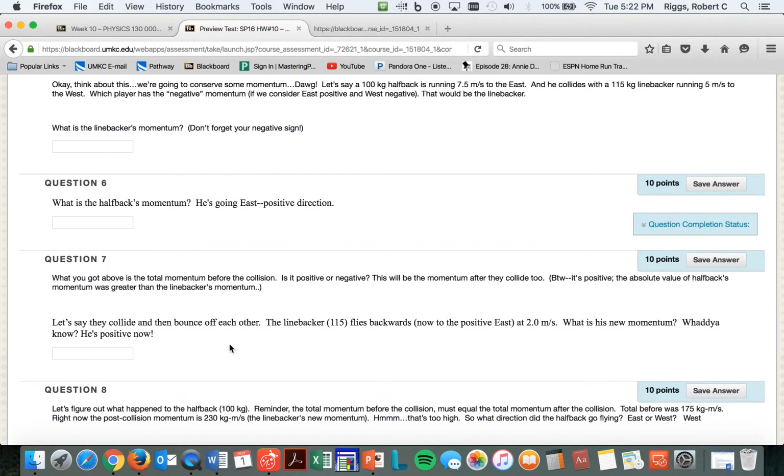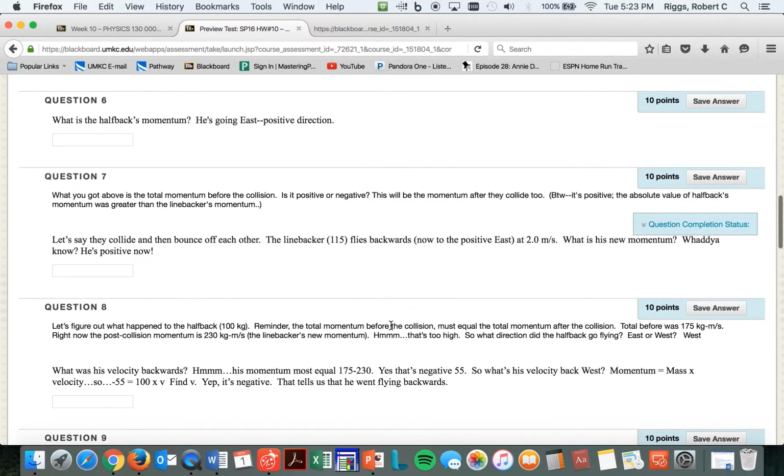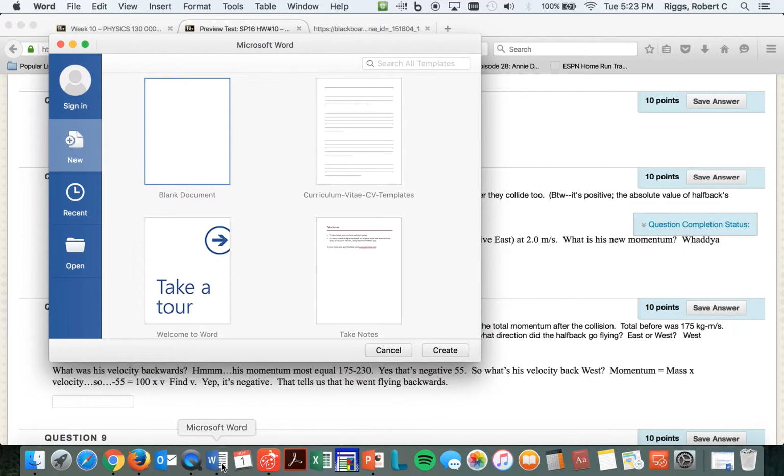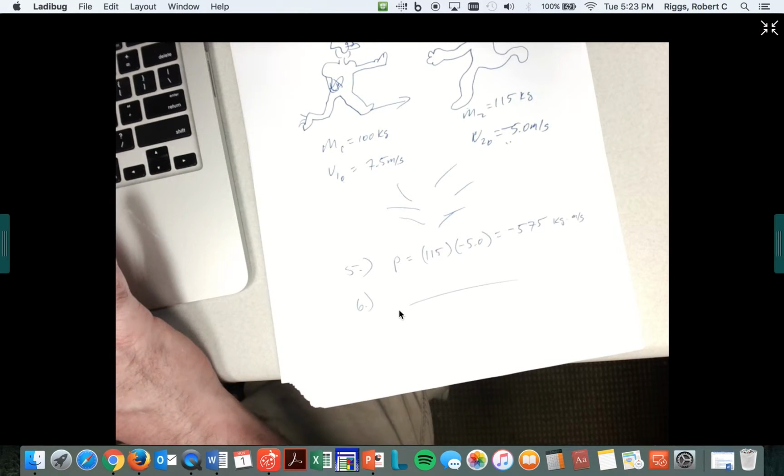So let's say they collide, then bounce off each other. The linebacker flies backwards. Now his velocity is positive 2 meters per second. What is his new momentum? What do you know? He's positive now. So 115 times 2. That's what goes in here. Let's figure out what happened to the halfback. So this is interesting. We're going to put these two together and find the total momentum real quick. That'll be the last thing, then I'll pause this.